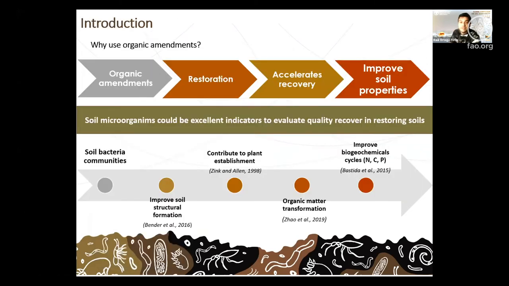The use of organic amendments in soil restoration is of great interest because it has been shown that they improve physical, chemical, and biological soil properties. Besides, the soil bacteria communities are favored by these inputs of organic matter, together with the addition of other taxa included in the amendments. All these bacteria can contribute to the plant establishment and favor the mineralization and humification of organic matter through the improvement of biochemical cycles.